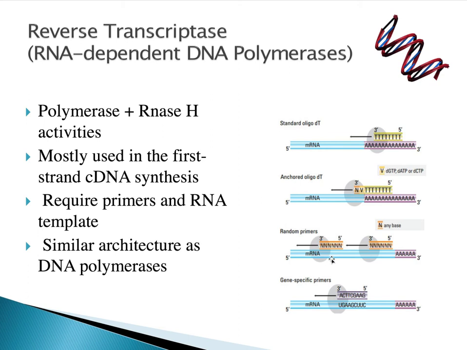I usually like to prime it with random primers because it can see the 3' end of your RNA molecule, and if I'm interested in the 5' end of my segment, sometimes if I prime it with the oligo dT, I don't get a good representation of the 5' end. So that's why I usually prefer random primers, or sometimes gene-specific primers. That's also very, very good.